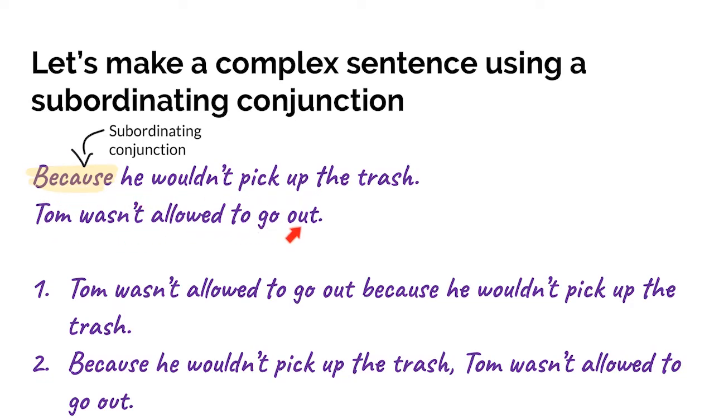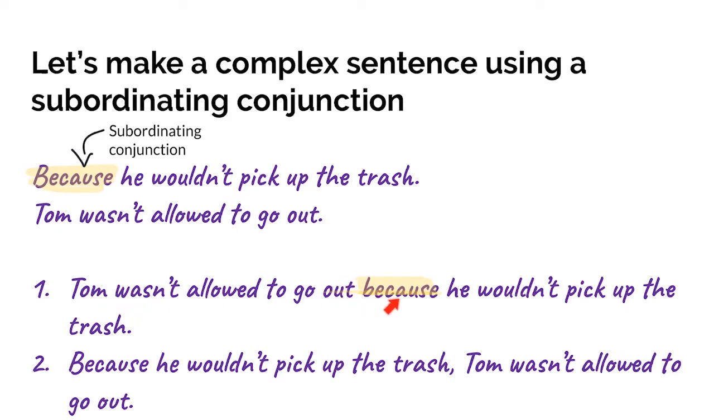Tom wasn't allowed to go out. Now that is a complete thought, so that is our main clause. Now we're going to combine these two clauses together. Tom wasn't allowed to go out because he wouldn't pick up the trash. Now, this time we started our sentence using the main clause, Tom wasn't allowed to go out, so we do not have to add a comma. This is the first method of writing.